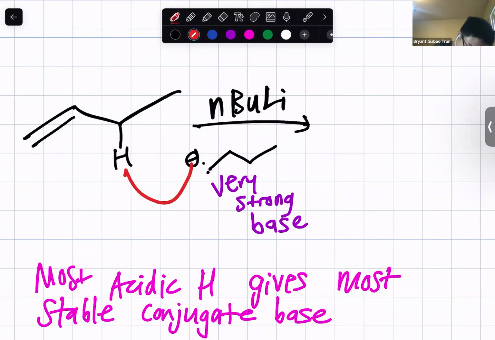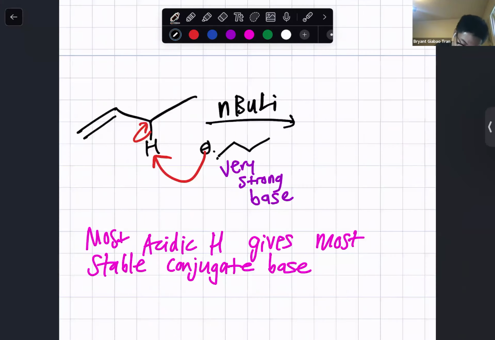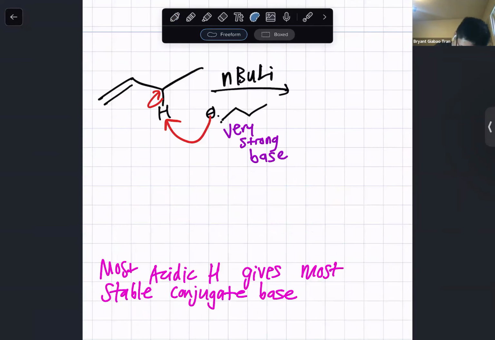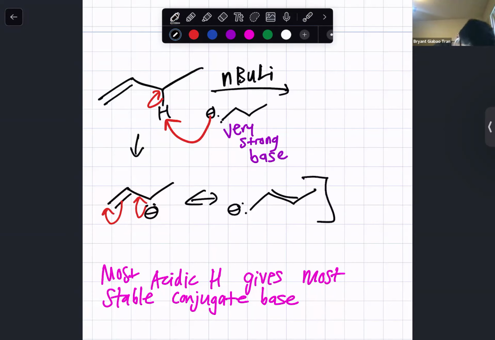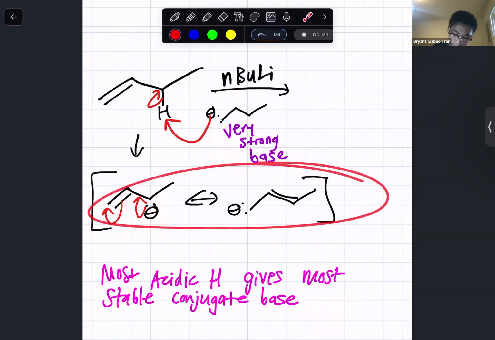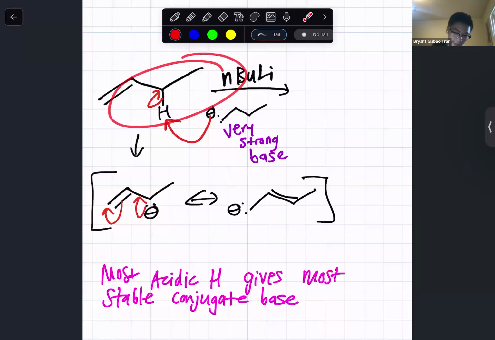Because once we grab that hydrogen and make a negative charge on that allylic carbon right there, we are going to get this conjugate base right here, that carbanion that is allylic. We know that that carbanion here is stabilized by resonance. So that is the conjugate base of that acid right there.